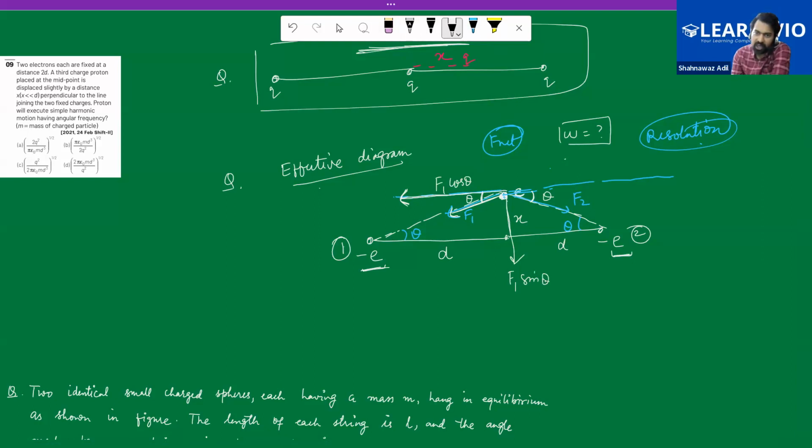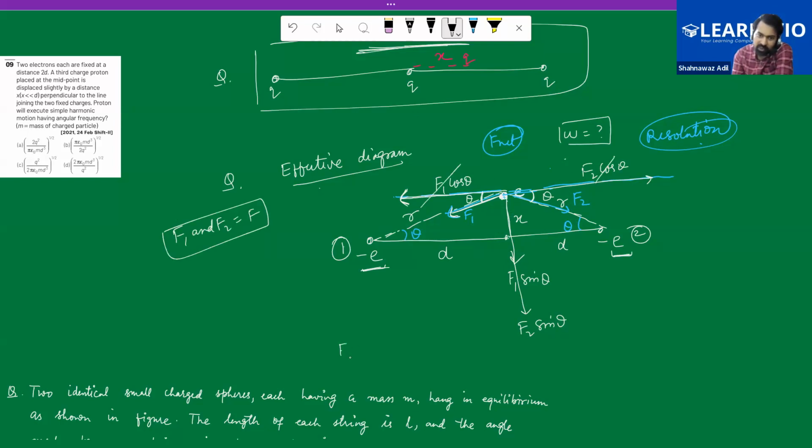Again, let us see here. So this component would be what? F2 cos theta and F2 sin theta. And we also know that the distances are the same, right? So let's say this is R, this is also R. So the magnitude of F1 and F2 are the same. So this will cancel with this one.